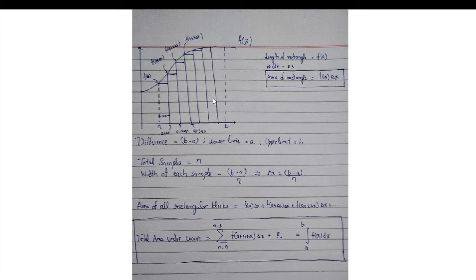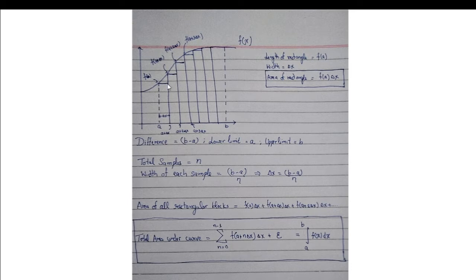So if you add all the rectangles together, you will get the approximate area occupied by this curve and the x-axis in the limits A to B. That area would be the integration, but it will include some errors here. You can see that these are the gaps. These gaps are nothing but errors.